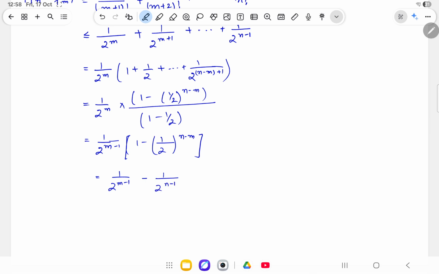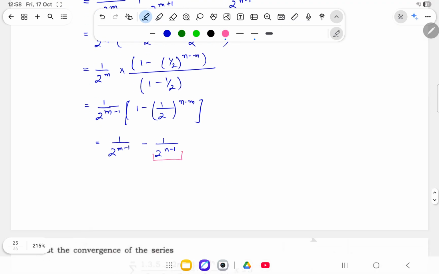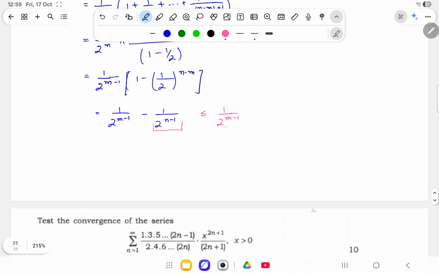And since the second term will always be positive, I can say that this whole term will be less than 1 upon 2 raised to m minus 1, because we are subtracting something positive from this. So we'll be left with this term. Now I need to show that this whole term is less than epsilon for some values of m. I need to find that value of m for which this is less than epsilon, so I'll get that by comparing this.